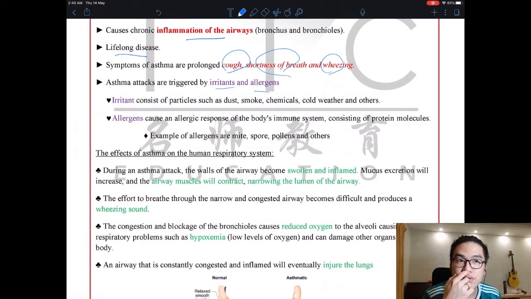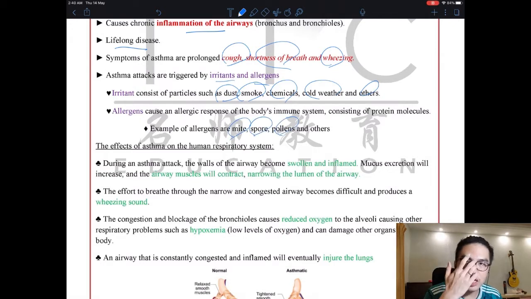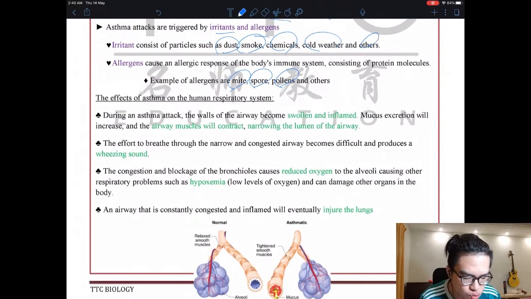Different people respond to different allergens. So irritants like what? Dust, smoke, chemicals, cold weather, and others. Allergens like mites, spores, pollens, and others. Asthma is you're born with it. So during an asthma attack, the wall becomes swollen and inflamed.